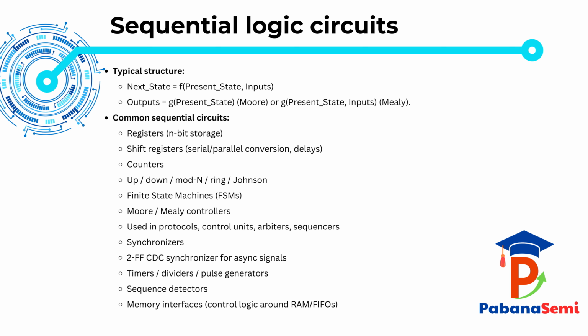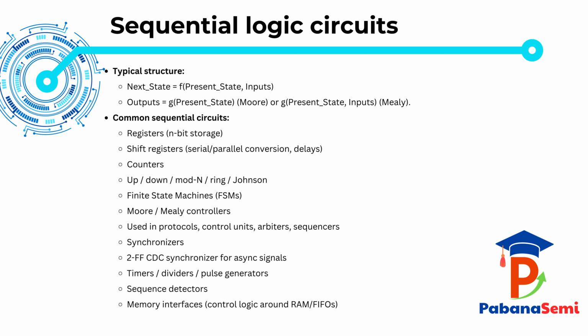Now, what about the outputs? There are two common ways. A Moore machine. In a Moore machine, the output depends solely on the present state. So even if inputs change, the output changes only when the state changes. Now, let's talk about the Mealy machine. In a Mealy machine, the output depends on both the present state and the inputs. Thus, here, the output can change immediately when the inputs change.